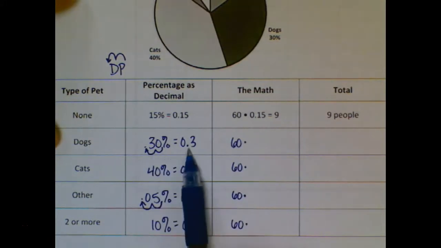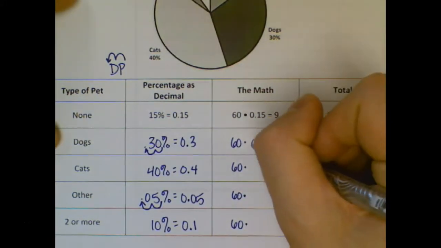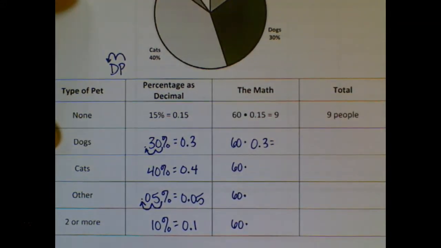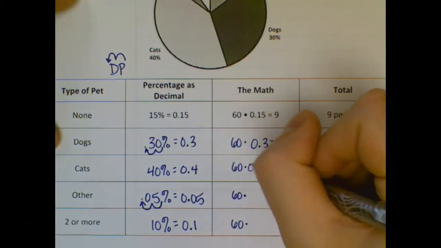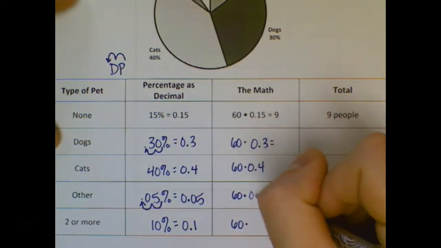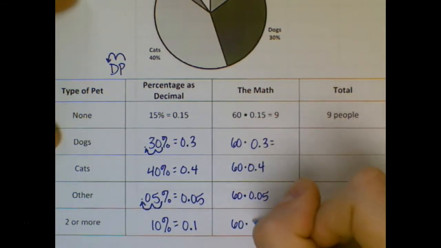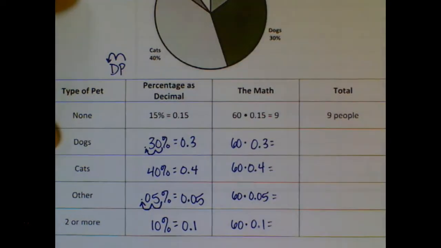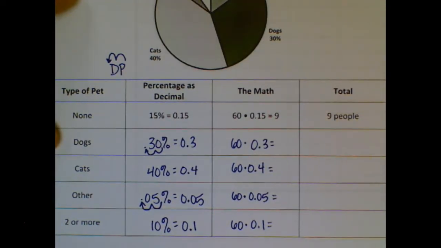So for these, okay, 60 times 0.3. And again, we're going to set all these up to start, and then you will plug the numbers into your calculator and run that math. All right, 60 times 4 tenths, 60 times 5 hundredths, and 60 times 1 tenth. Here's what you're going to do. You will pause this video, go ahead and run the math on all of those, and then when you're done with that, go ahead and click play again, and then check in with me to make sure you got the right answers.